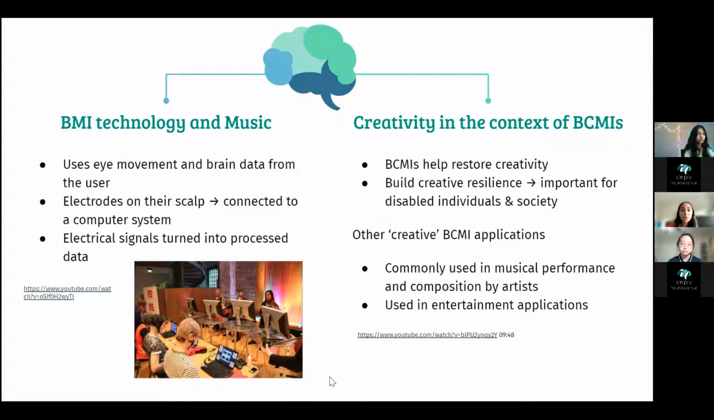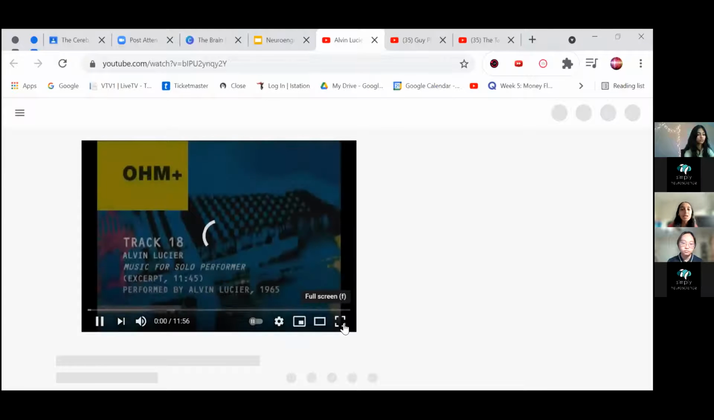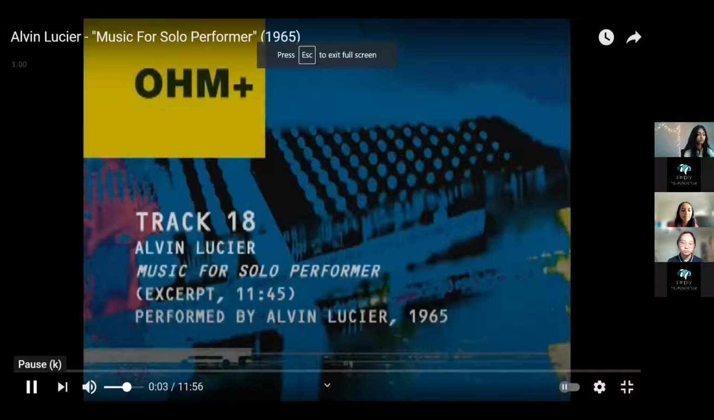Now we'll be playing a short clip of Lucier's performance just to make our presentation a little bit more interactive and show his artistic work in action.